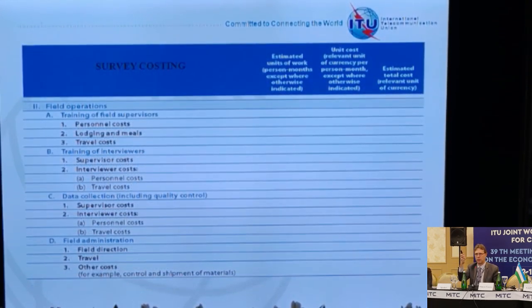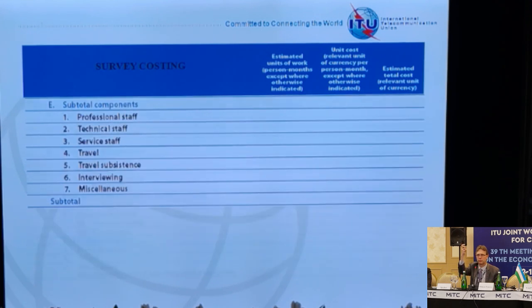This is all the preparatory. So then the second point is field operations: training of field supervisors, training of interviewers, the data collection and the quality control, the field administration. And then you add it all up and you have your field operations.